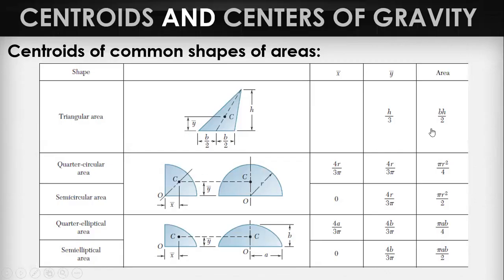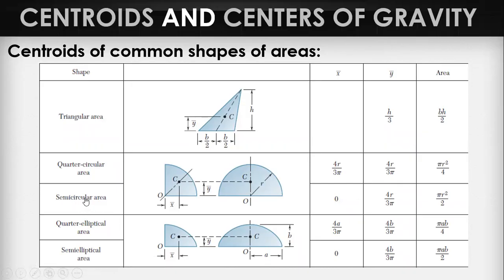Triangular area, for this one, y bar lang. 1/3 sa altitude. But for a right triangle, nata x bar, 1/3 sa base. Ang reference is ang right angle. The area is 1/2 base times height. For a quarter circular area, this one, most of niyang values, centroid x bar, y bar, and then area. 1/4 sa area sa square.